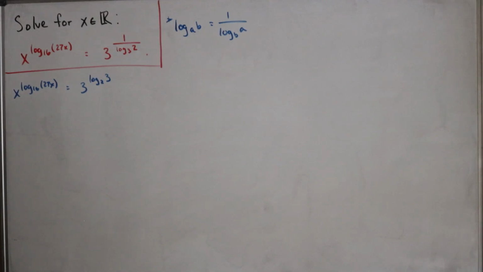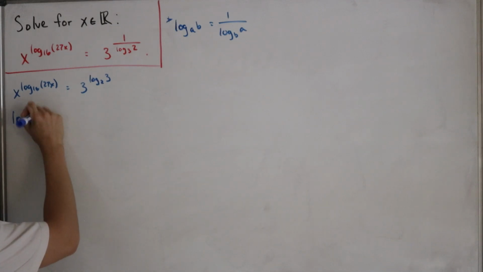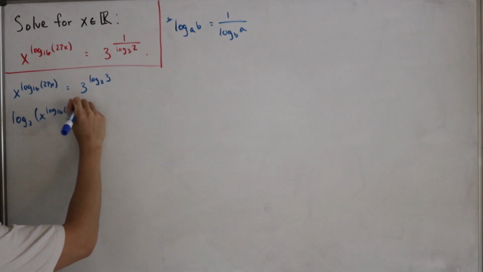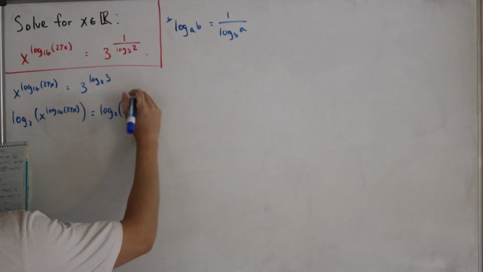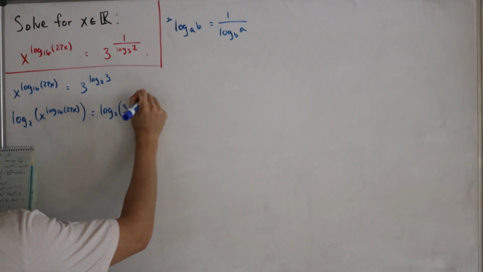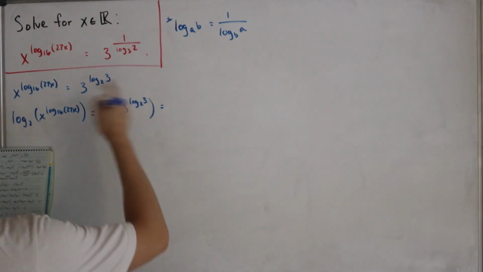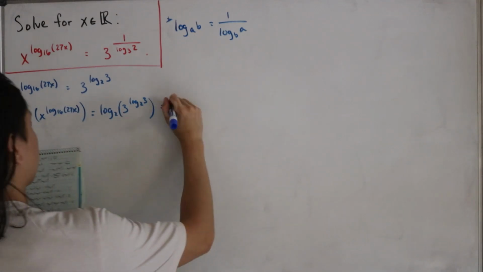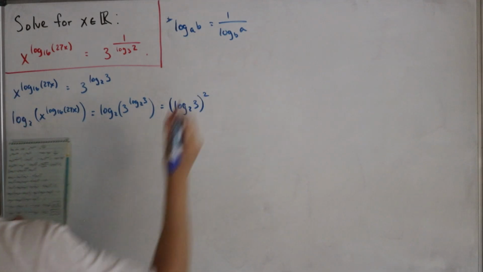In order to make things a little easier, let's take log base 2 of both sides of the equation. So log base 2 of x to the power log base 16 of 27x, and on the right, log base 2 of 3 to the power log base 2 of 3. We just move the exponent to the front, and so the right side is the same quantity twice, which is just log base 2 of 3 quantity squared.